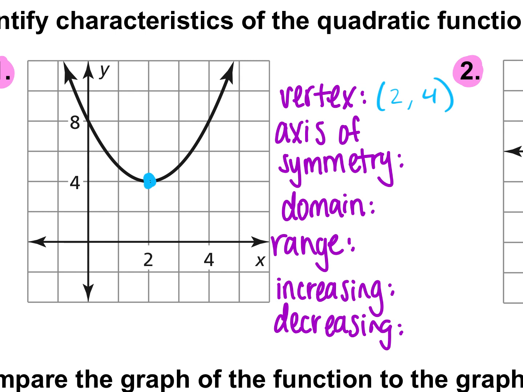Now our axis of symmetry is always x equals, think axis has an x. X equals, what's the x in our vertex? 2. So x equals 2.